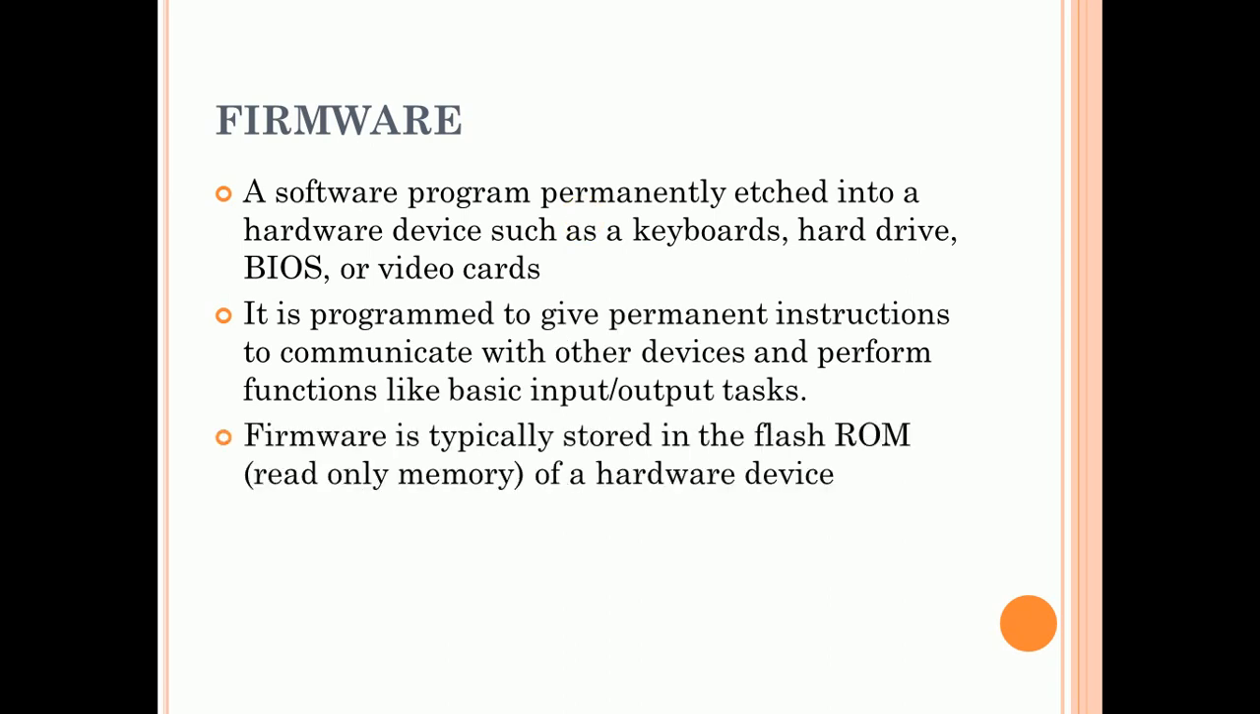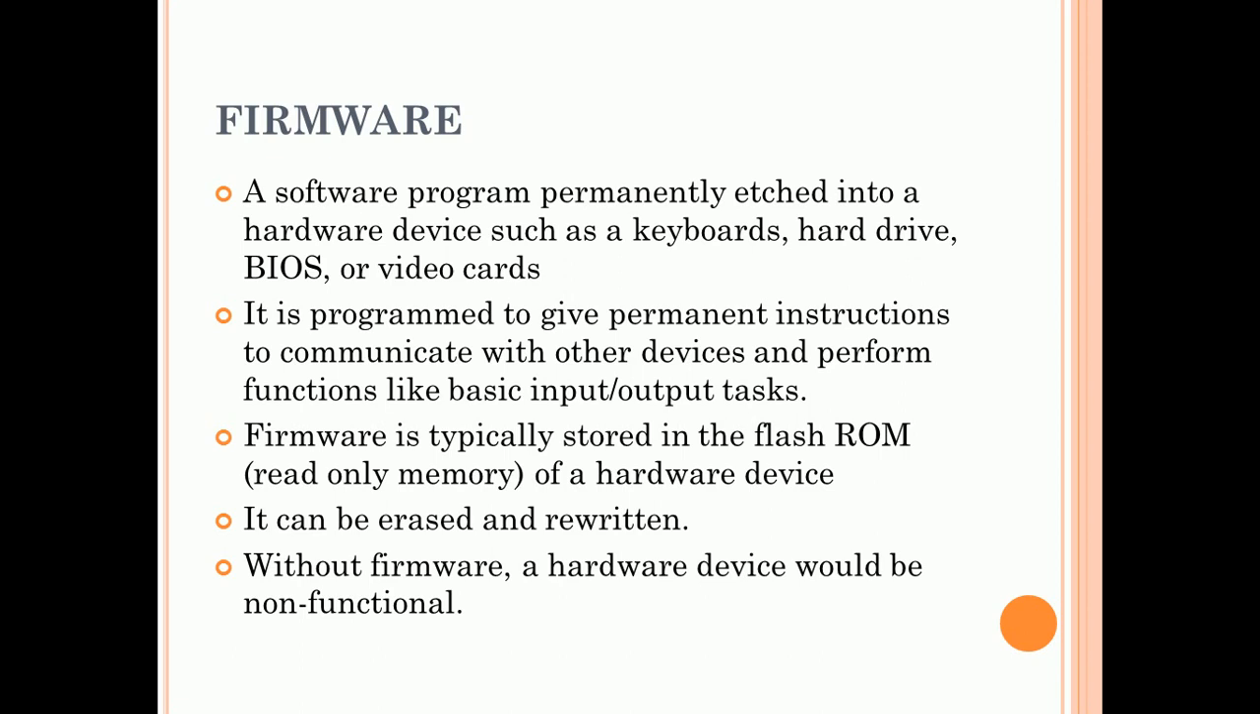Firmware is typically stored in a ROM type memory of the hardware device. We will see ROM and RAM in the third lecture. So it is stored in a ROM of a hardware device. It is read-only memory, but it can be erased and rewritten. Once any update comes, it can be erased and rewritten so that your device can work efficiently. As I told, without firmware, a hardware device would be non-functional. Unless you install the keyboard software into the computer, the keyboard cannot run. You cannot use the keyboard.